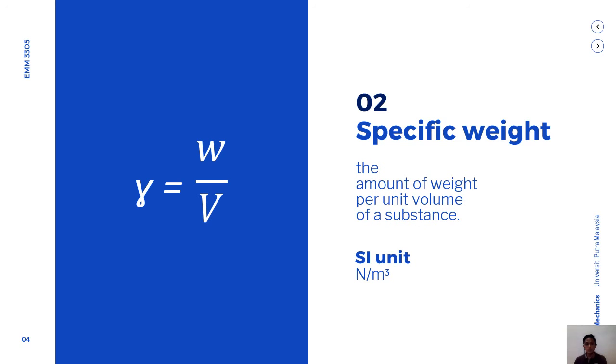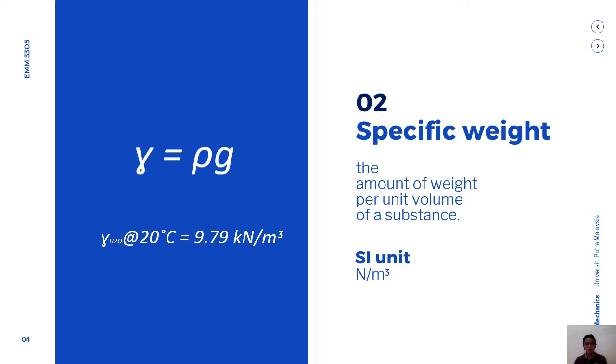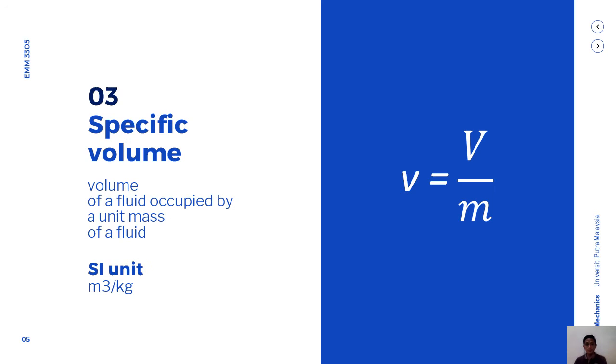For specific weight, it is the amount of weight per unit volume of a substance. We also know the formula to be density times gravitational acceleration, rho g. For example, water has a specific weight of 9.79 kN per meter cube.